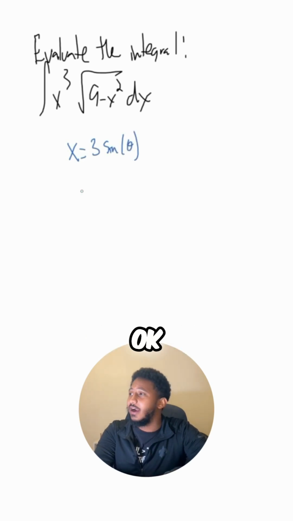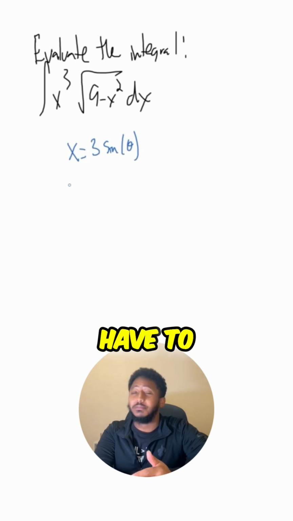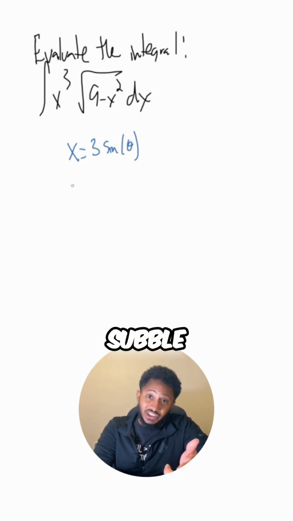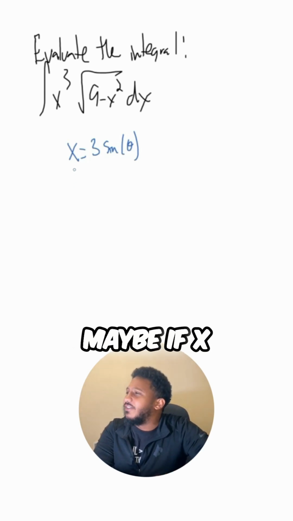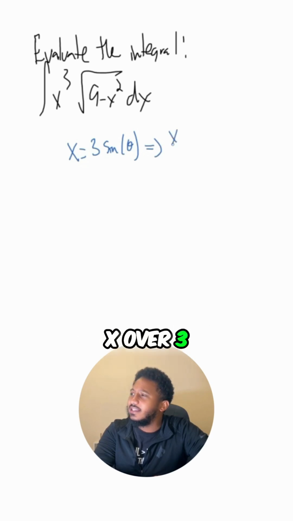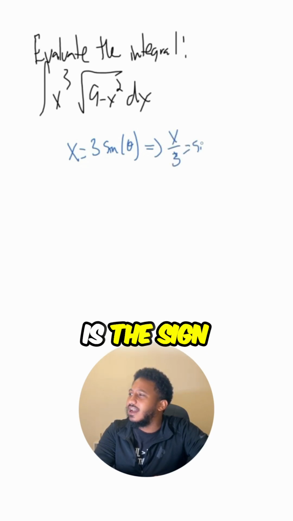Then we have to put something in for every other part, so we have to create a sub bubble. I call it a subble. Meaning, if x is 3 sine of theta, then what does this create? Well, then we know that x over 3 is the sine of theta.